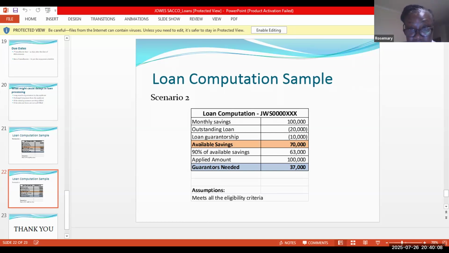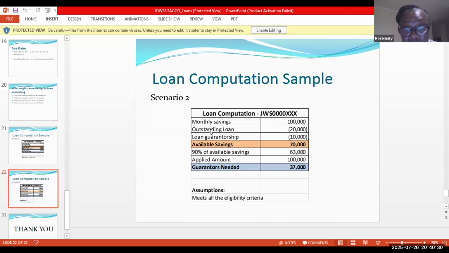So according to this application, the office would tell you, so-and-so, you have applied for 100,000, but here are the guarantors forms. Please ask your guarantor to guarantee you this 37,000. It can be one guarantor, it can be two guarantors, but they have to guarantee you that 37,000. When you add it to your 63,000, then you are qualified.